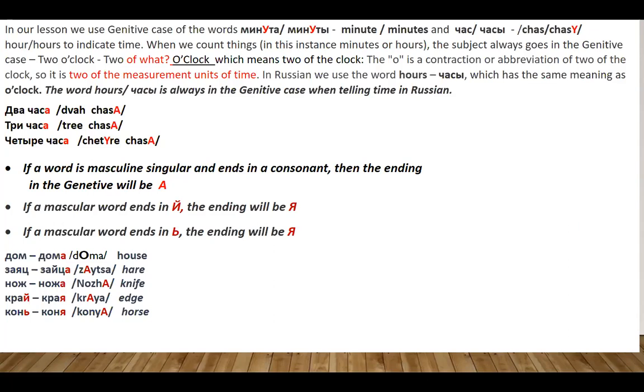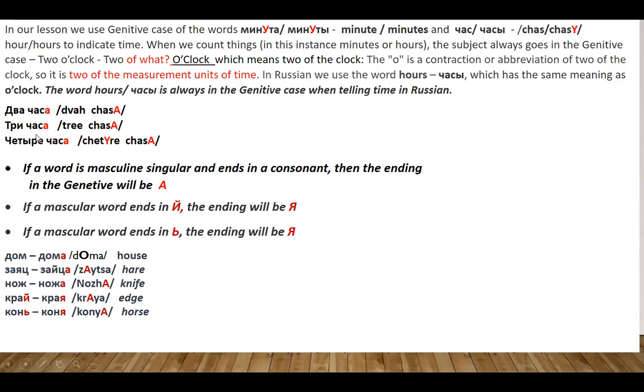Literally, you will translate it as hours, часы. The word часы is always in the genitive case when telling time in Russian. 2 часа, pay attention that час is in nominative case. What? Час, what? Hour. When we talk about hours, time, we use 2 часа, 2 of what? Of hours. 2 часа, 2 units of time. 2 часа with ending a right here.